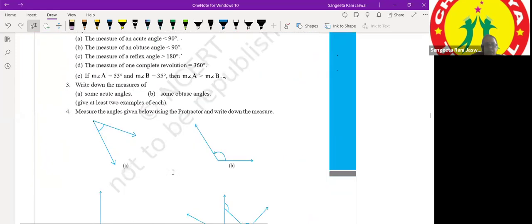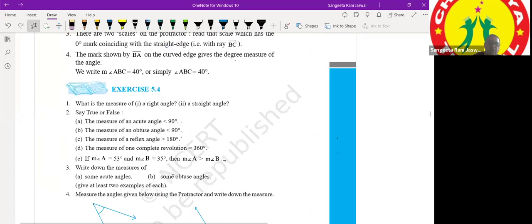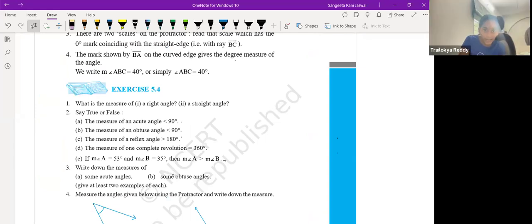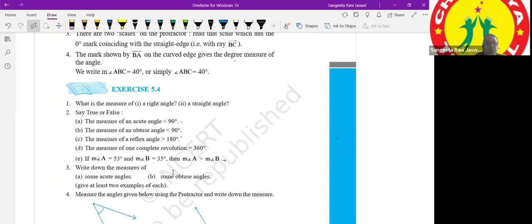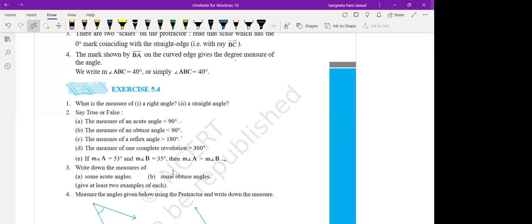Okay, now we have arrived at this exercise. Let's see what it says. What is the measure of right angle? Yes, Trilokya, right angle and straight angle. Right angle measures 90 degrees and straight angle measures 180 degrees. Okay, good. Now say true or false. The measure of an acute angle is less than 90 degrees. True, ma'am.